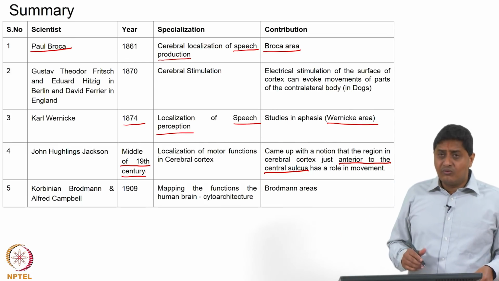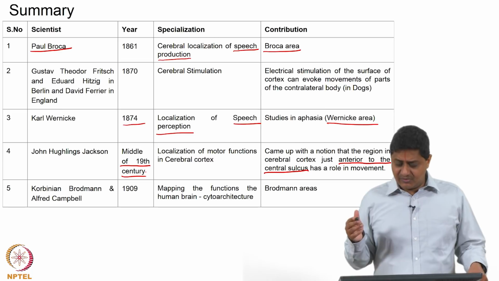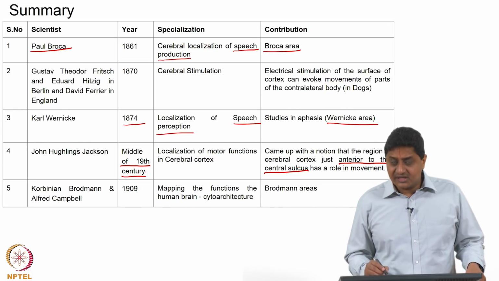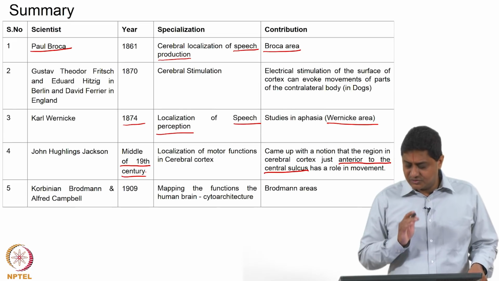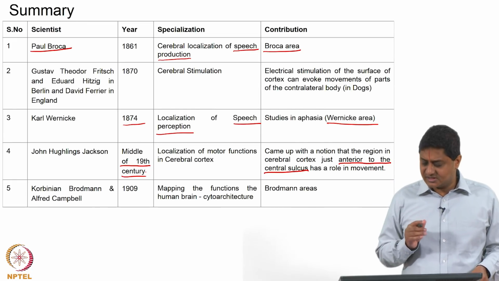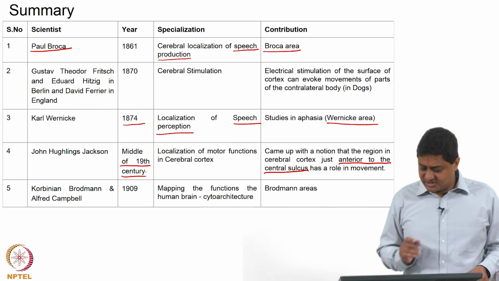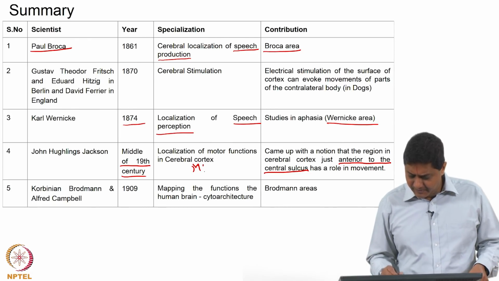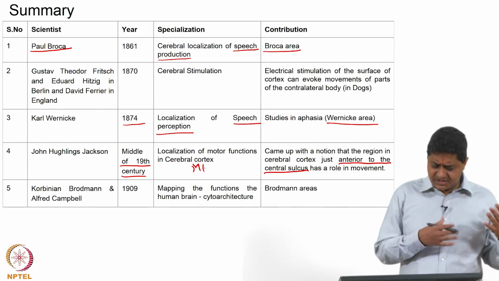or what would have been considered revolutionary at that time, that the region in the cerebral cortex just rostral to the central sulcus, the precentral gyrus, has a crucial role in movements. This is now called M1, is it not, or primary motor cortex and premotor cortex now.